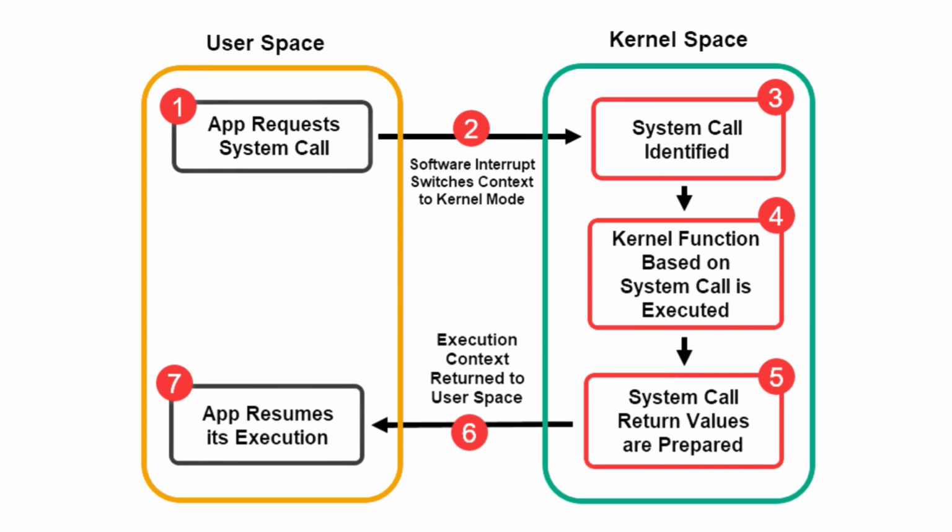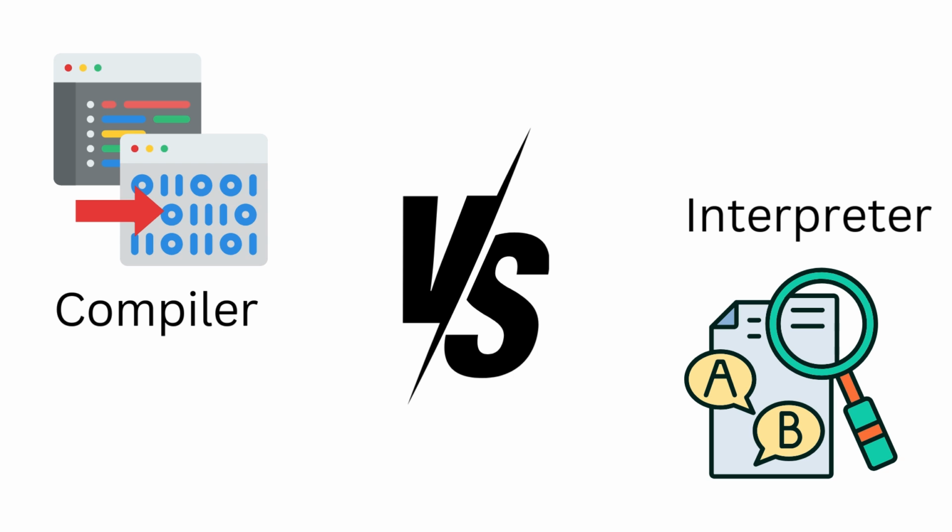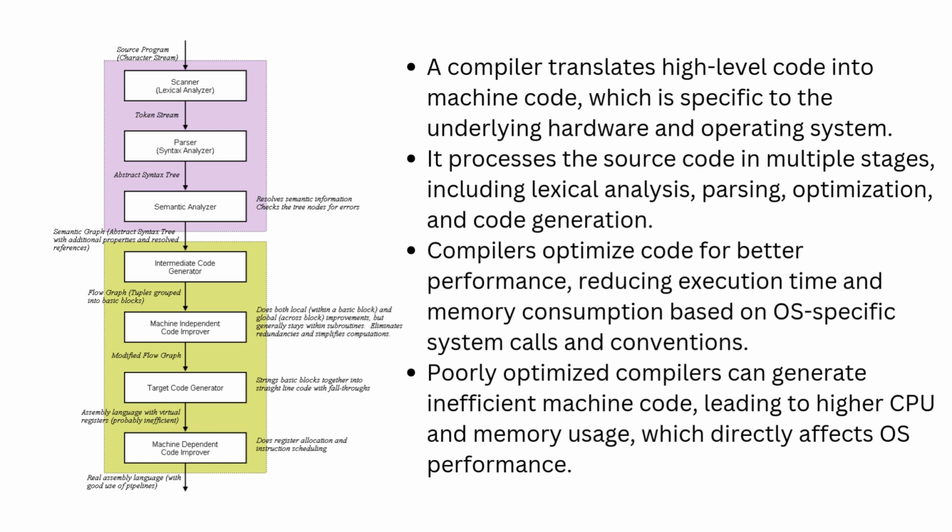Now we will be discussing compiler and interpreter. Compilation is a 7-step process in which we have two phases known as machine independent phase and machine dependent phase, and a compiler translates high level code into machine code specific to the underlying hardware and operating system. It processes the source code in multiple stages, including lexical analysis, parsing, optimization, and code generation. Compilers optimize code for better performance, reducing execution time and memory consumption based on OS specific system calls and conventions.